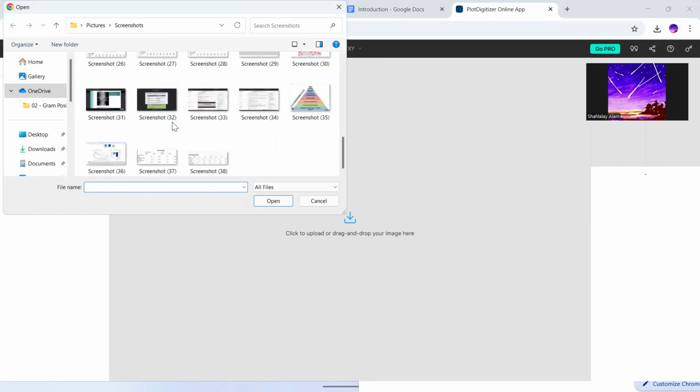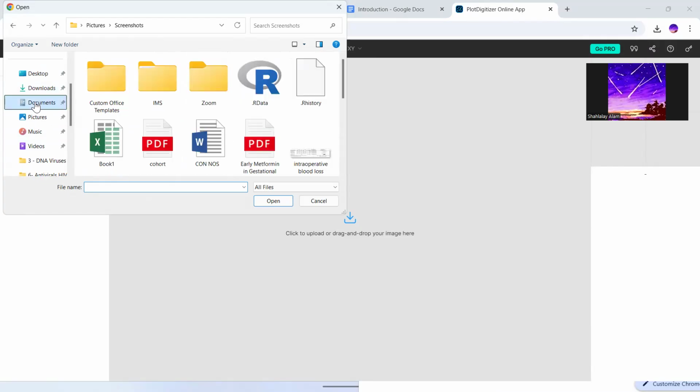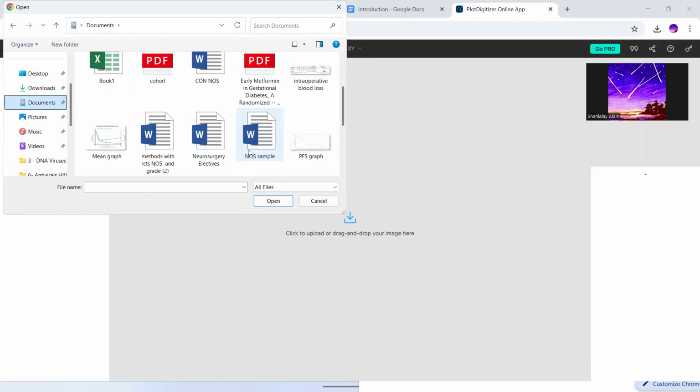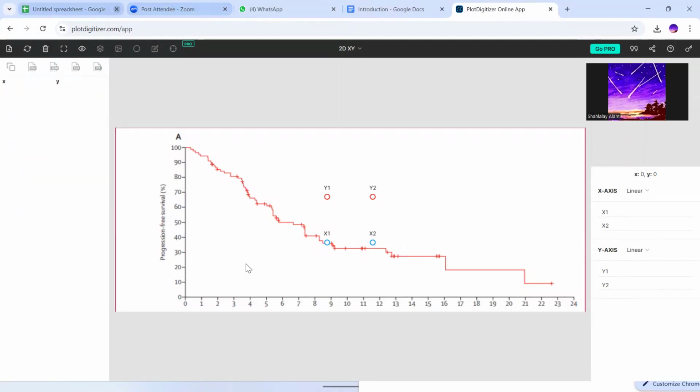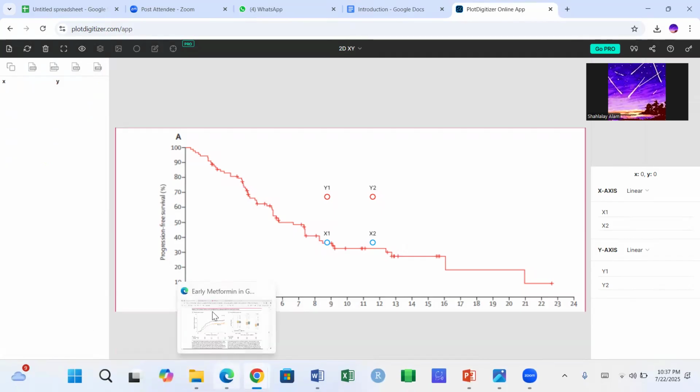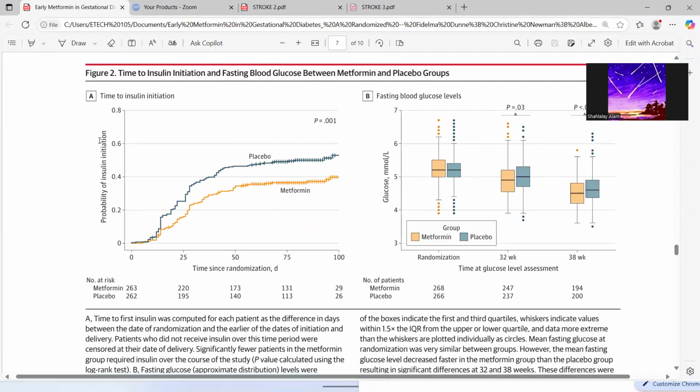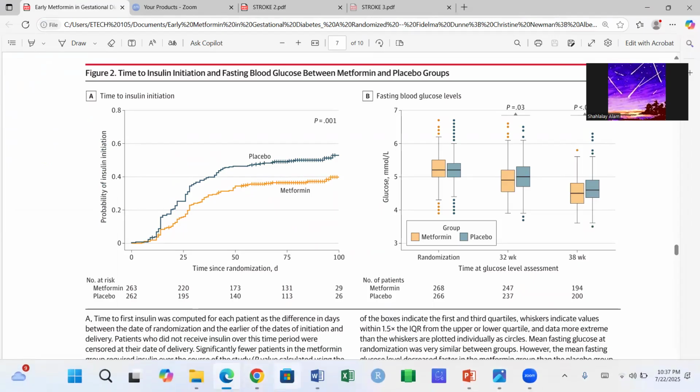Now what I'll do, I'll go to the place where you have saved your graph. This graph I saved and renamed it. Rename the graph, for example, if I'm extracting data for this graph, rename it "Probability of insulin initiation." So rename it according to this, right?